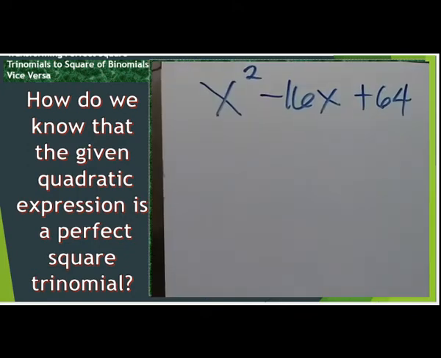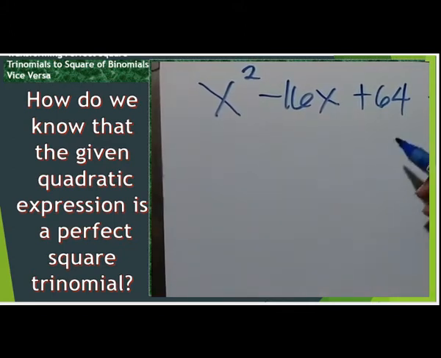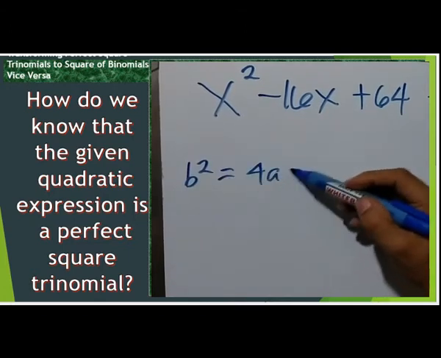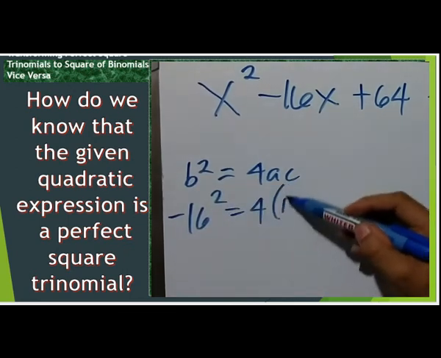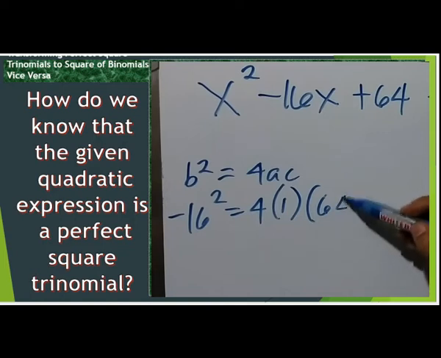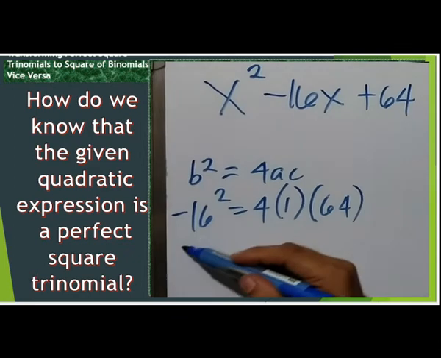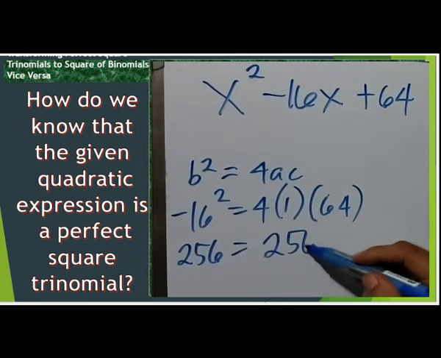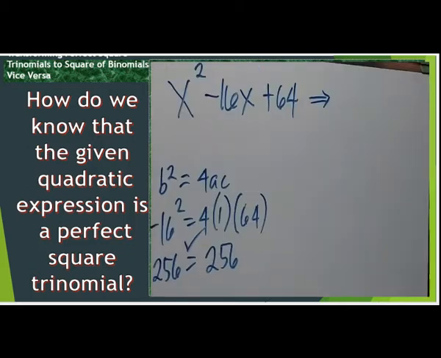x squared minus 16x plus 64. Let us identify if this is a perfect square trinomial. So let us just follow b squared is equal to 4ac. So b is negative 16 squared, which is equal to 4 times 1 times 64. Negative 16 squared is 256. 4 times 64 is 256. So therefore, x squared minus 16x plus 64 is a perfect square trinomial.